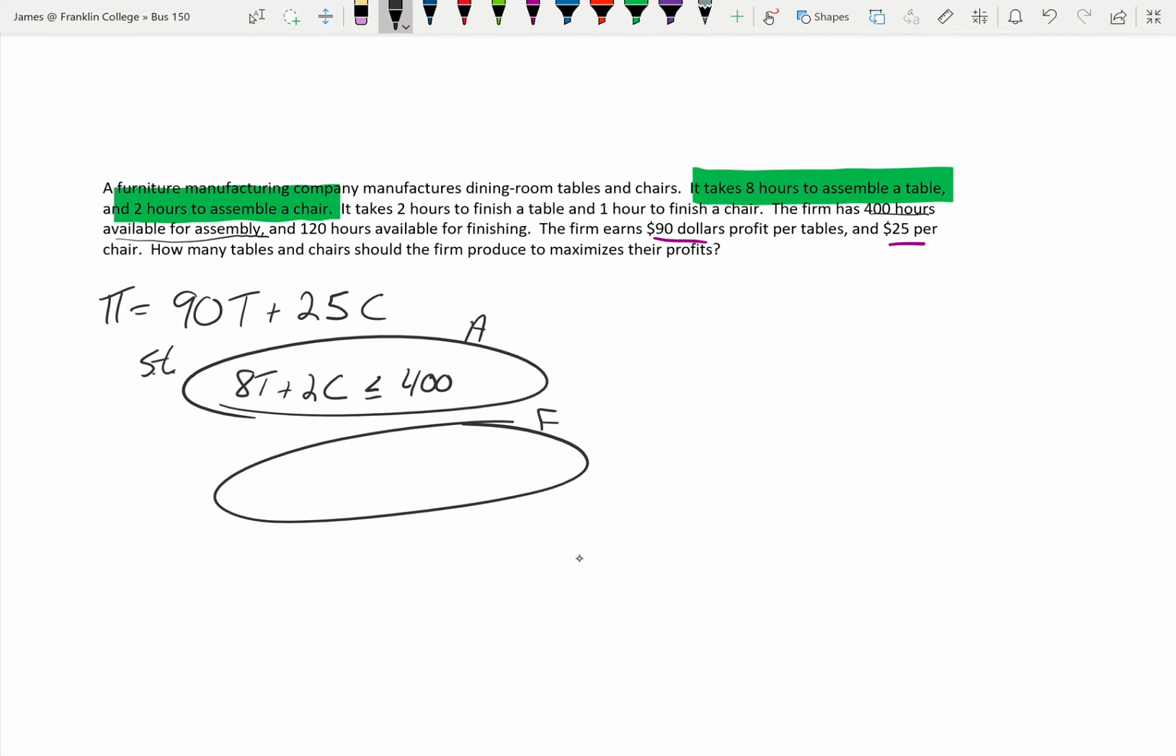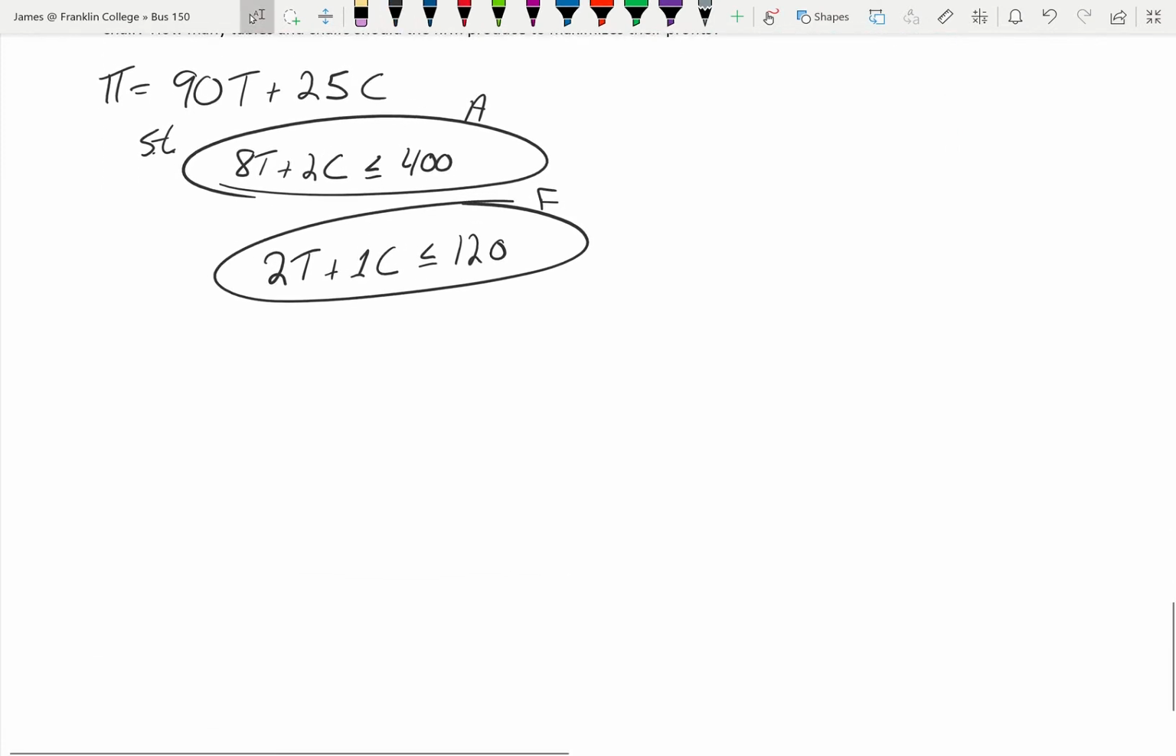Alright, let's go back to this third sentence here. It takes 4 hours to finish a table and 1 hour to finish a chair. So 4 times T plus 1 times C. It's the total number of hours we spend finishing. And we can see that we only have 120 hours available for finishing. So that has to be less than or equal to 120. So we have set up our problem. We know that this is the profit function that we need to maximize, pi equals 90T plus 25C, and it's subject to these linear inequalities. Alright, so we're going to want to graph this.